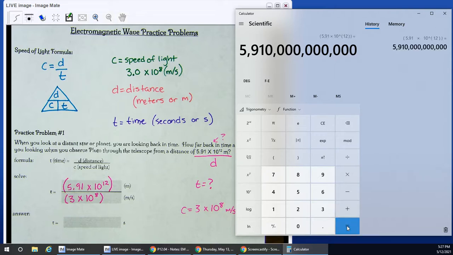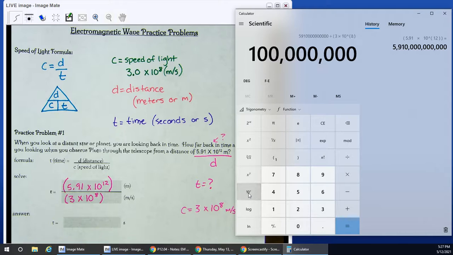I'm going to hit equals. Then I'm going to divide that. I'm going to open up my parentheses again for the bottom number, 3 times 10 to the 8th. I'm typing in 3 times, I'm going to type 8 because I'm doing 10 to the 8th. So here's the 10x. Then I can see up here it's 3 times 10 to the 8th power. Remember, I still have one open parenthesis, so I need to close it. That's going to close out my answer for the bottom.